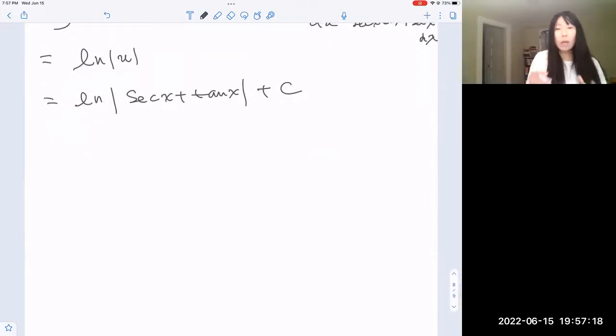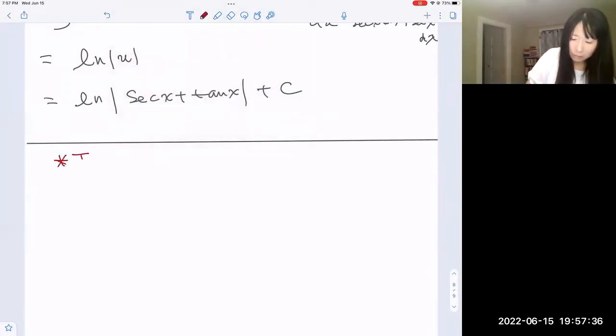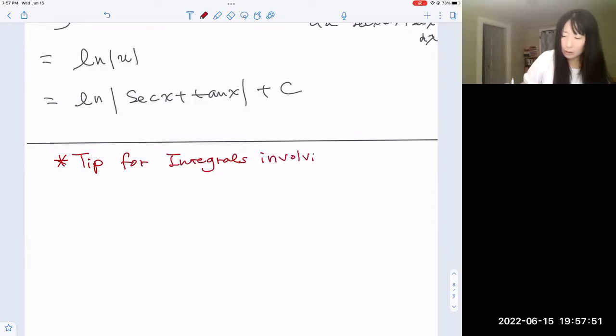Okay, now we are going to do the integrals related to powers of secant and tangent. So let me write down the strategy for you. Integrals involving powers of secant and tangent.